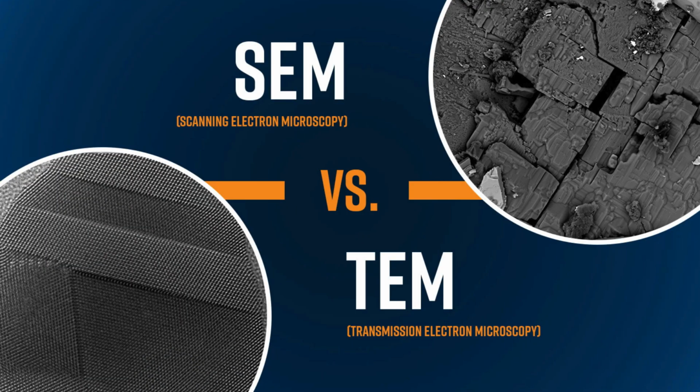Let's talk about the SEM and TEM in detail. The SEM scans the surface of a specimen with a beam of electrons, producing a three-dimensional image of the surface. The TEM fires electrons through a very thin specimen to produce a two-dimensional, high-quality, detailed internal image. The TEM has a higher resolution than the SEM.